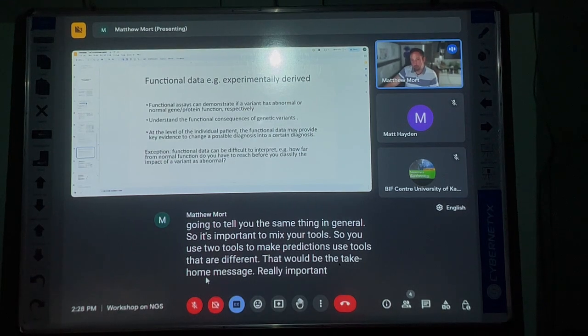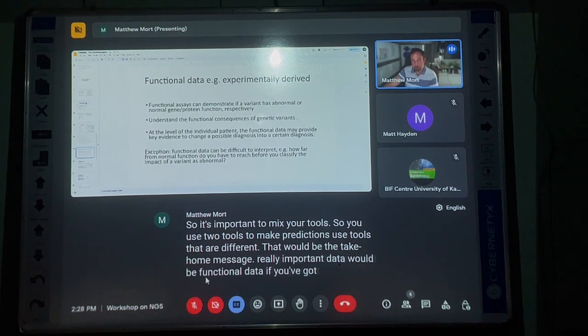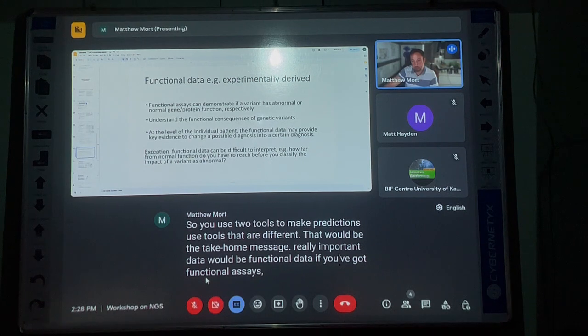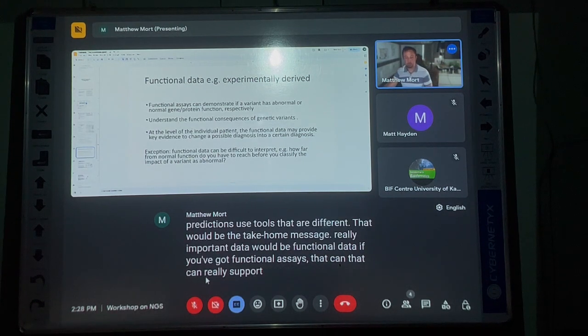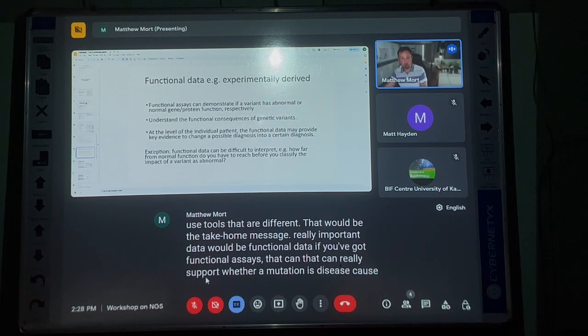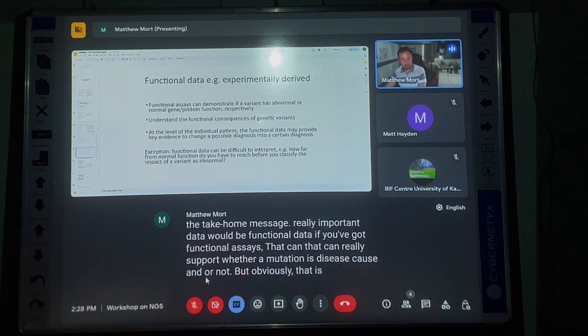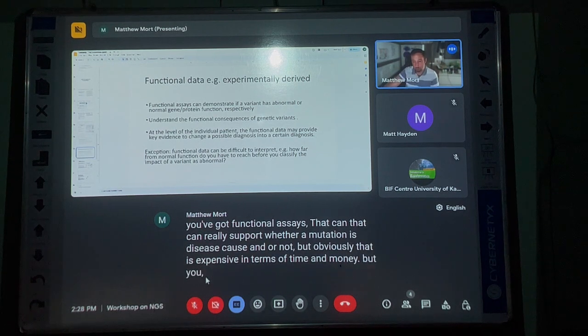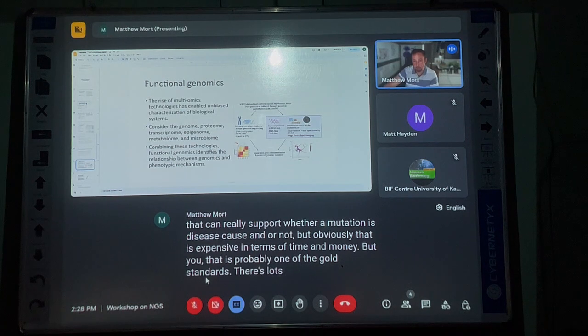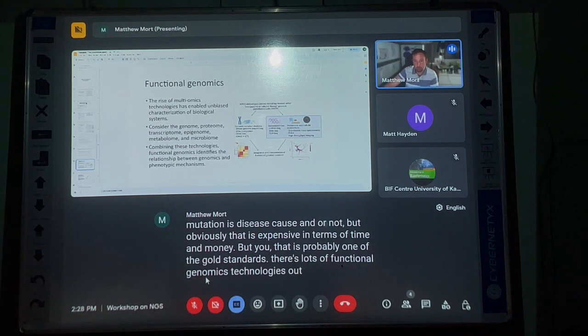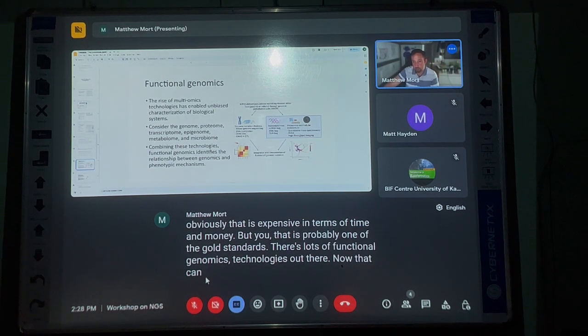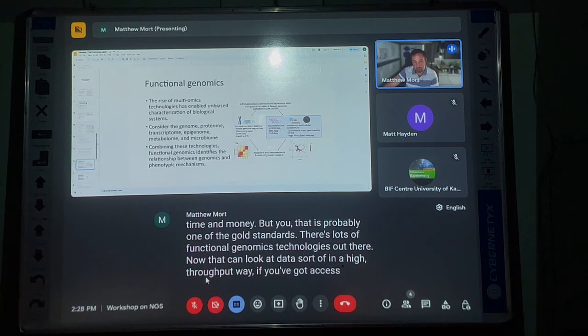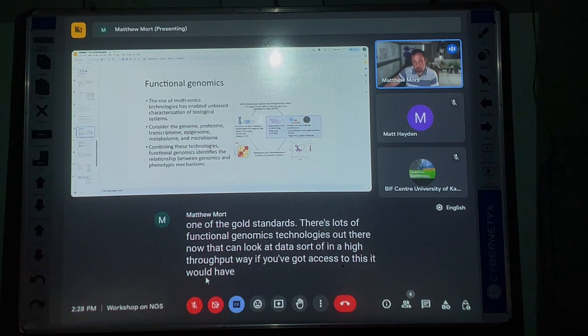Really important data would be functional data. If you've got functional assays, that can really support whether a mutation is disease-causing or not. But obviously that is expensive in terms of time and money. But that is probably one of the gold standards. There are lots of functional genomics technologies out there now that can look at data in a high throughput way. If you've got access to this, it would make your job a lot easier.